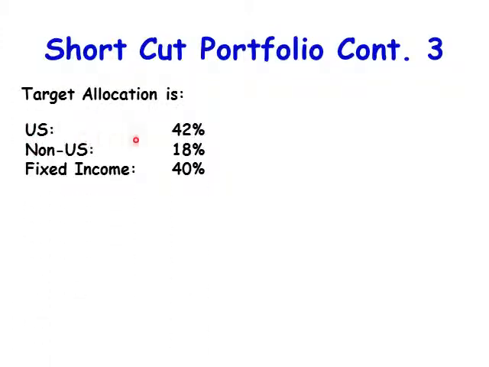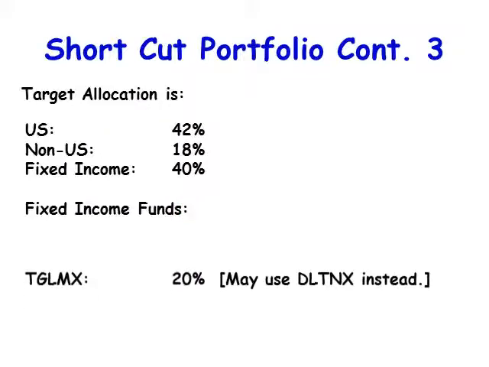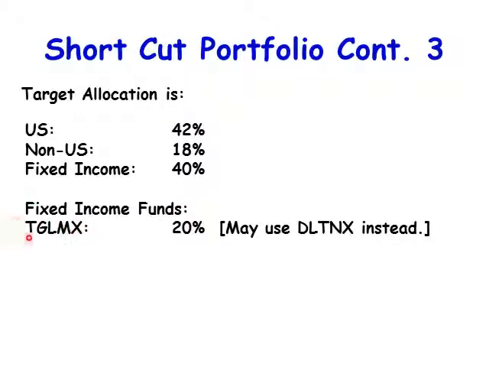Now again, we have US at 42%, non-US 18%, and fixed income is 40%. We already have the US and non-US allocated. Now we will do the fixed income funds. We have two funds, TGLMX and MWTIX. We need 40%, so 20% each to both of these funds. Okay, let's continue now.